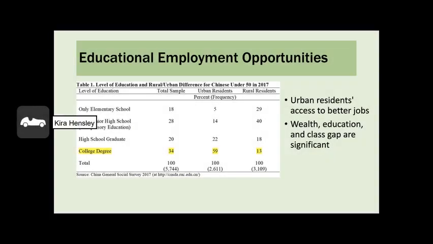As mentioned previously, there is a big rural to urban education gap in China, and this gap has a major effect on employment for both rural and urban residents. As can be seen in this survey conducted in 2017, significantly more urban residents, about 59% in comparison to 13% in rural areas, have a college degree, and therefore have better access to opportunities at the university level and then later on in their respective job sectors or fields.